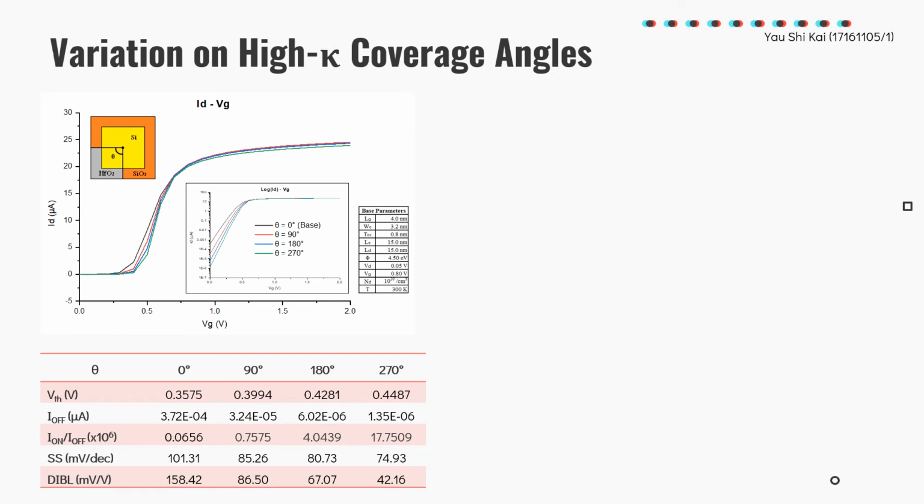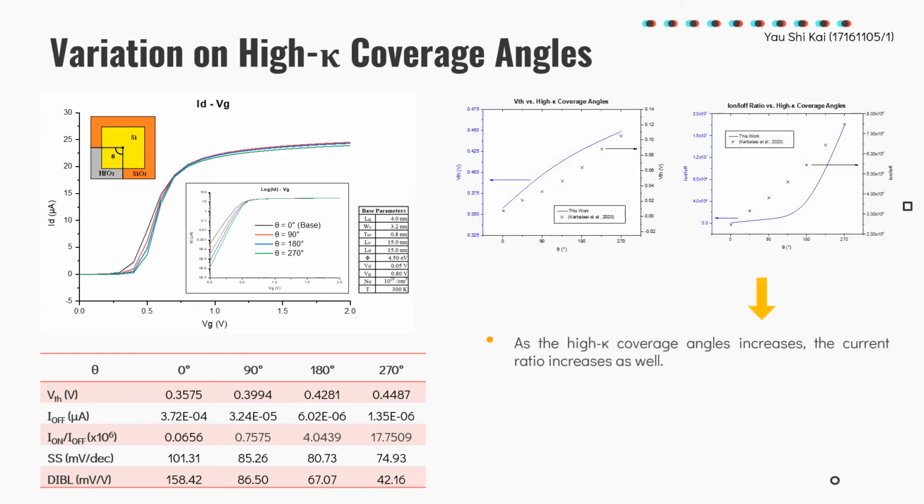Next, the high-K dielectric material hafnium oxide coverage on the gate oxide over the channel region is being varied in the range of 0 to 270 degrees. The results are benchmarked against the work done by Kabale et al. in 2020. As the high-K coverage angle increases, the current ratio increases as well.